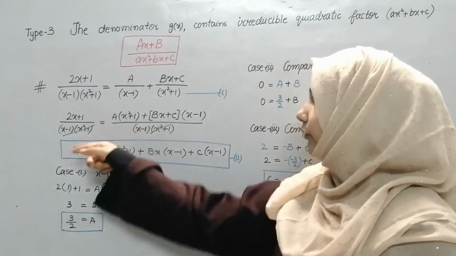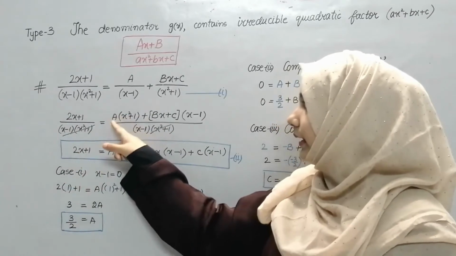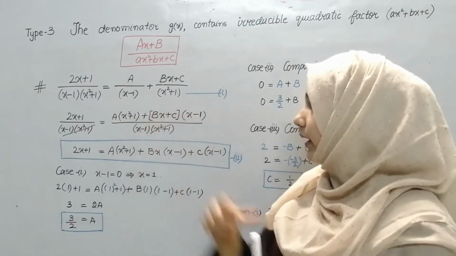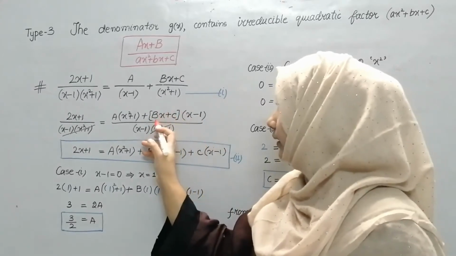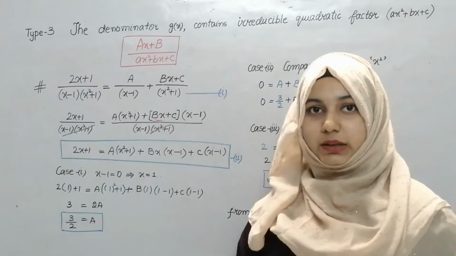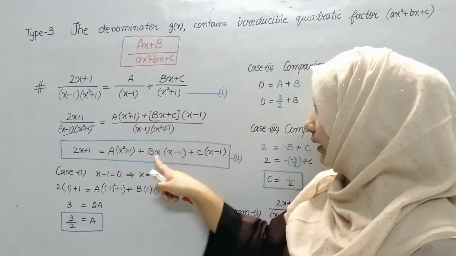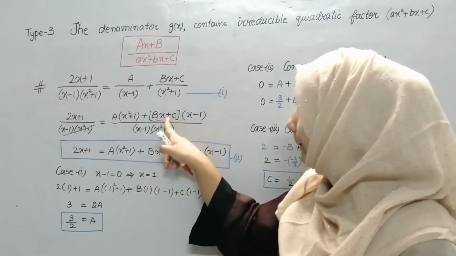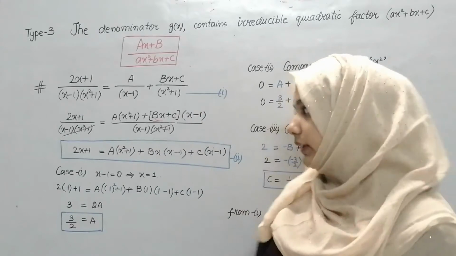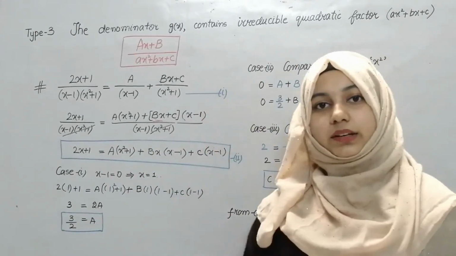Now next what? After cancelling out, I'm left with 2x plus 1 equals A into x square plus 1 plus. Here what I'm doing is I'm splitting this. This x minus 1 is being multiplied with Bx and also with C. So I'm going to split this. So Bx into x minus 1 plus C into x minus 1. Okay. Now let this be my equation 2. We got our equation 1 and 2.